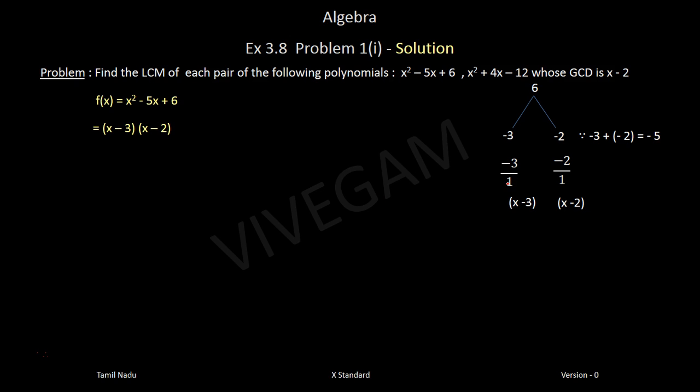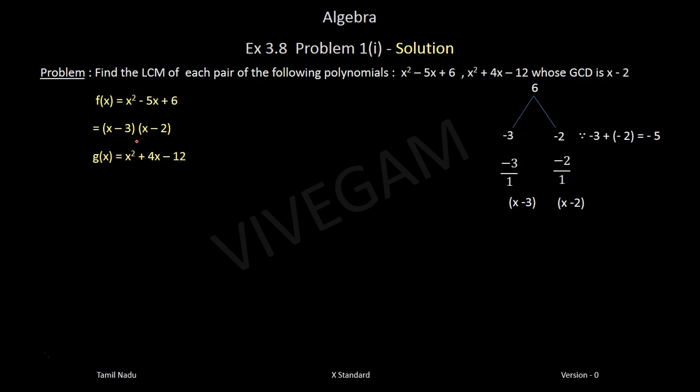Since the coefficient of x square is 1, you can stop here itself and straight away write x minus 3 into x minus 2. But it's a good practice to do it this way, because all of a sudden if they introduce 2x square, a coefficient of x square more than 1, you will stop here and do it wrongly. If you are careful enough, you can stop here, but this step is very important when the coefficient of x square is greater than 1. Next we have to do the same for g of x.